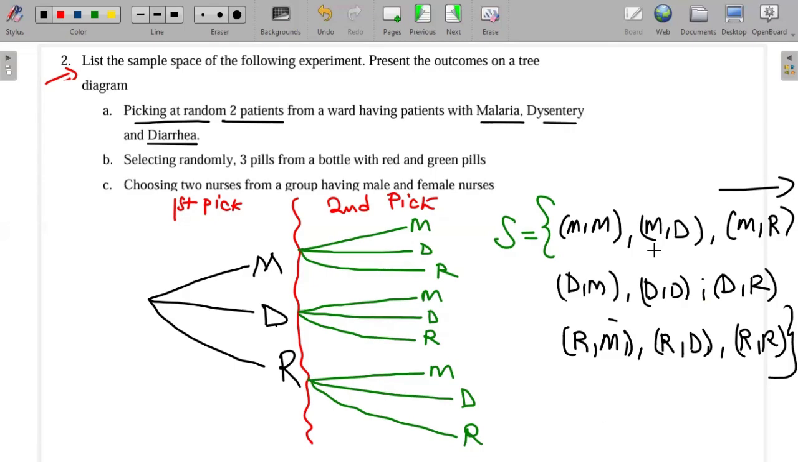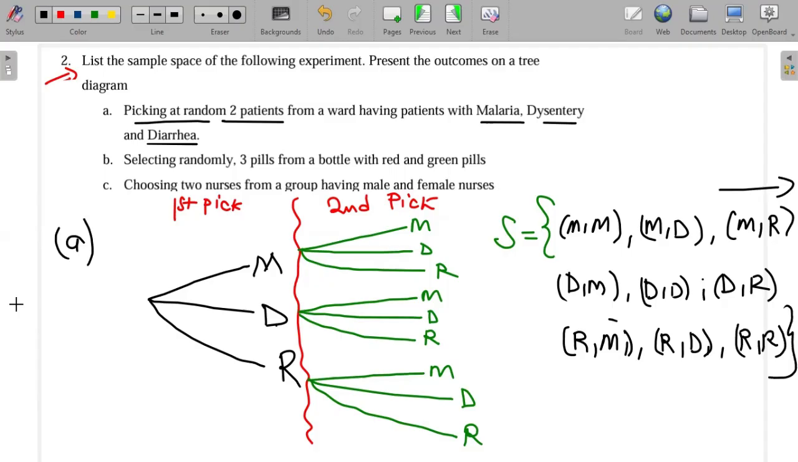We can easily see it, right? Okay, we can easily see it. So no wonder I was saying we first start with the tree diagram, and then now we can go to what? We can go to the sample space. Because if we have the tree diagram, it will be very easy for us to construct the sample space. So this was part A.